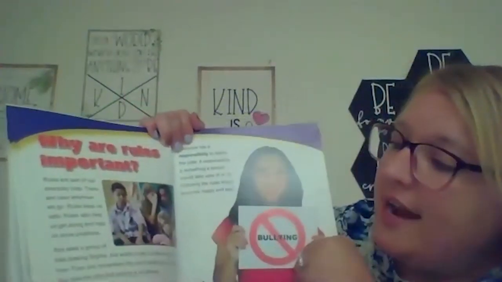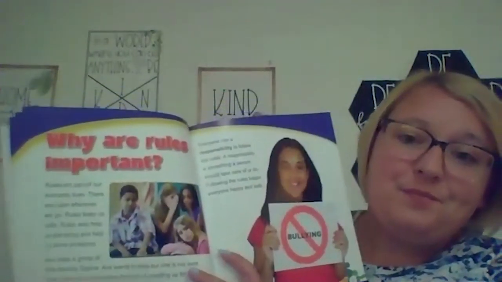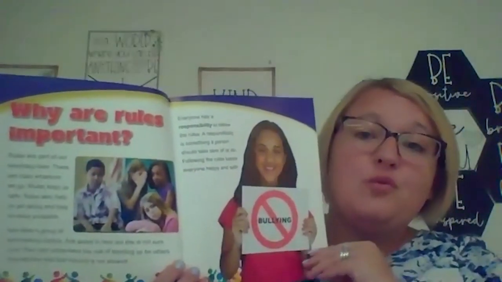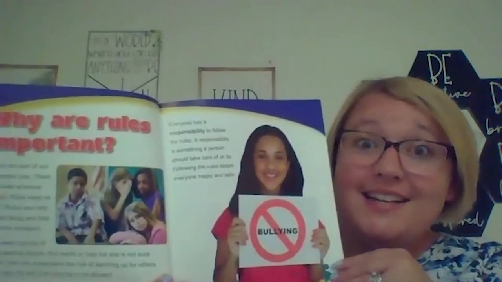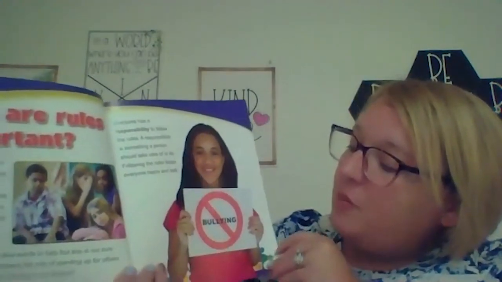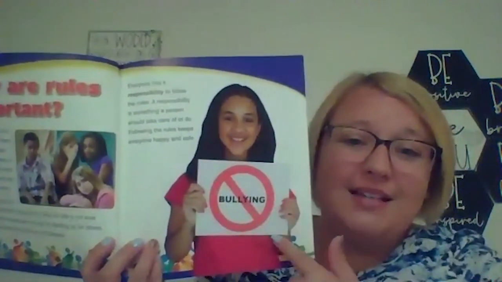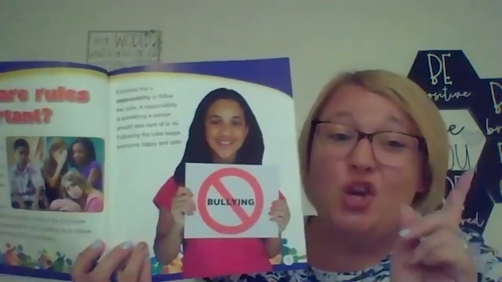So in this picture, Ava sees a group of kids teasing Sophie. Ava wants to help, but she is not sure how. Then she remembers the rule of standing up for others. So Ava tells the kids that bullying is not allowed. So she is following one of the school's rules of no bullying and standing up for someone else. Everyone has a responsibility to follow the rules. A responsibility is something a person should take care of or do. Following the rules keeps everyone happy and safe. You can see she's holding a sign here that says bullying with that circle and crossed out, that means no bullying, okay?